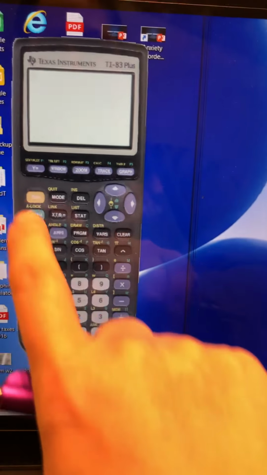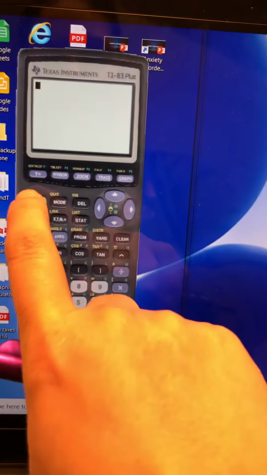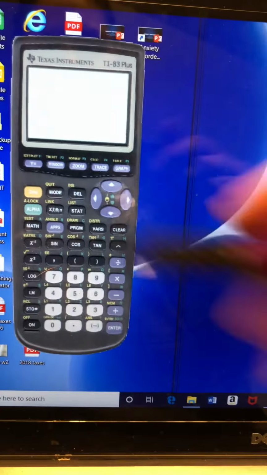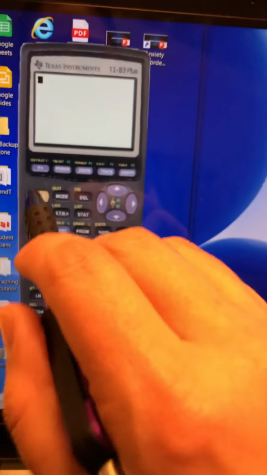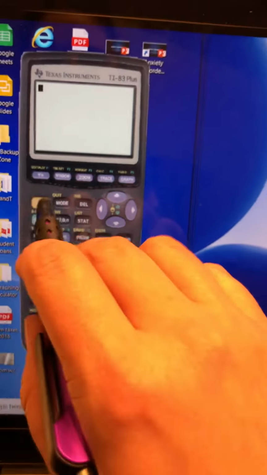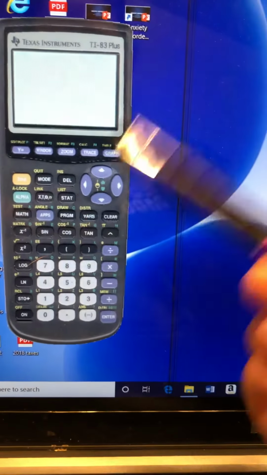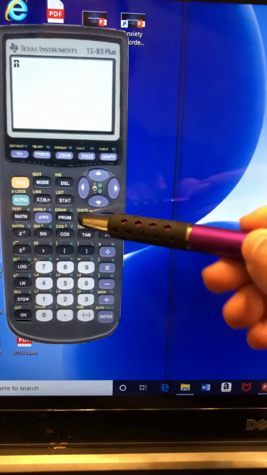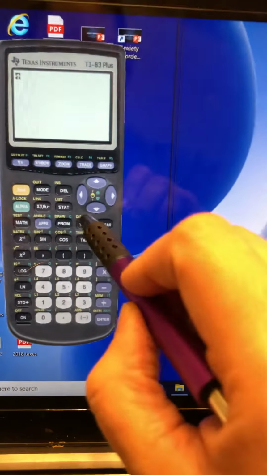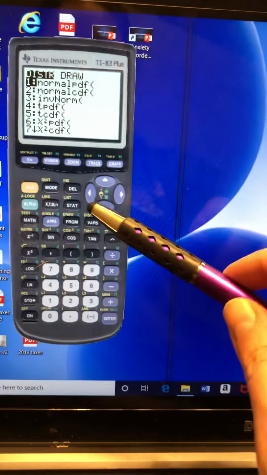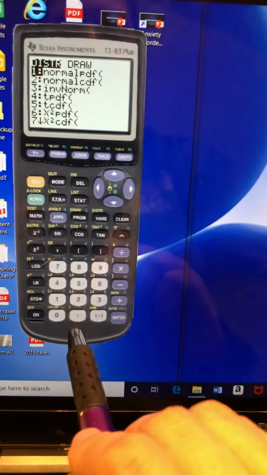Okay, you're going to go second. I'll try it with the pen, second. Well, how does it work sometimes? I don't understand. Okay, anyway, second bars, and then you always pick normal CDF. So go down to number 2 or press number 2.